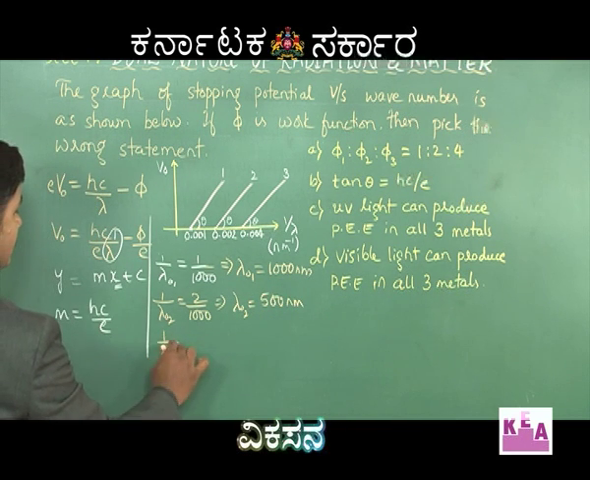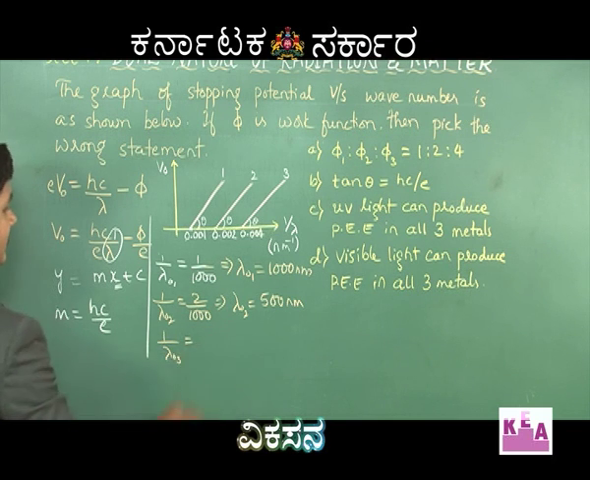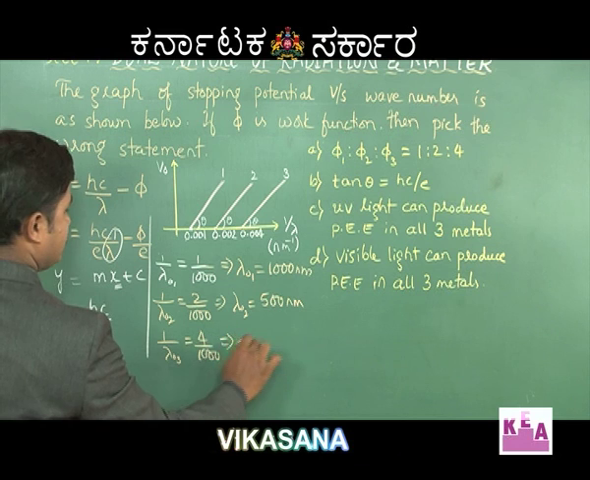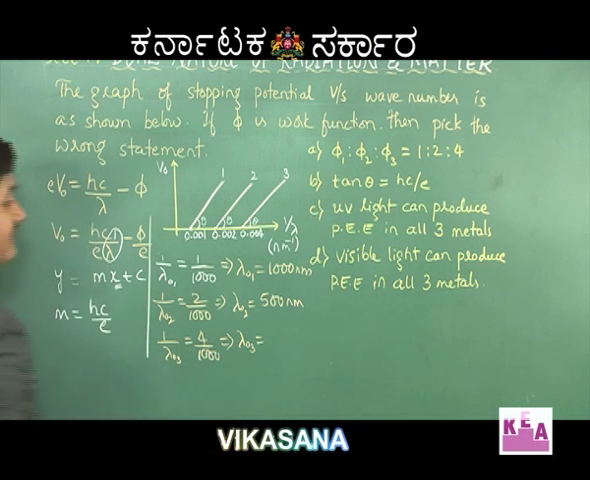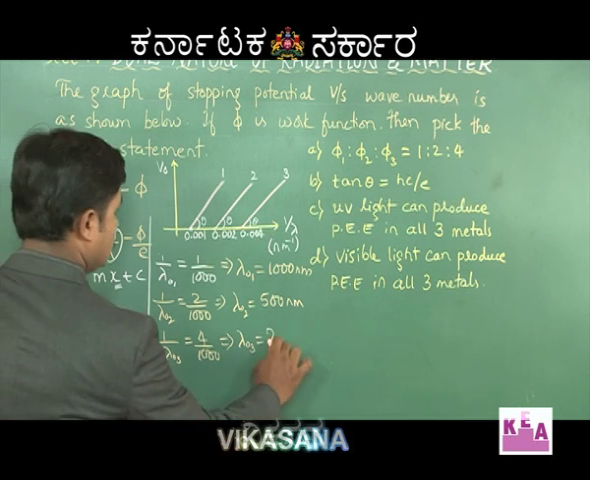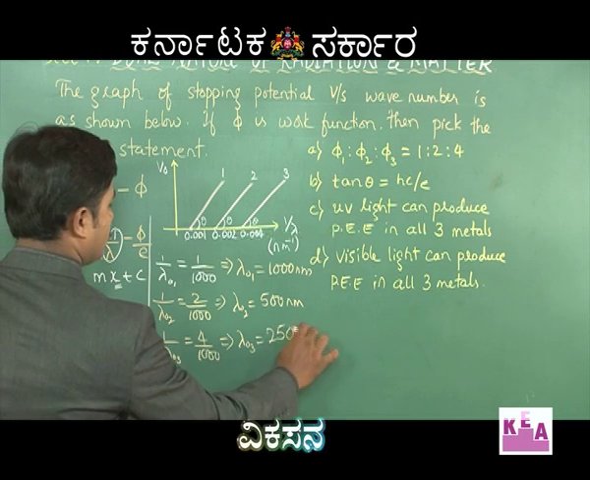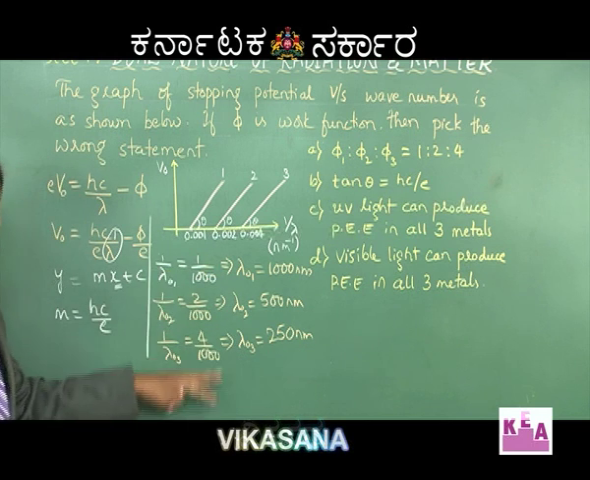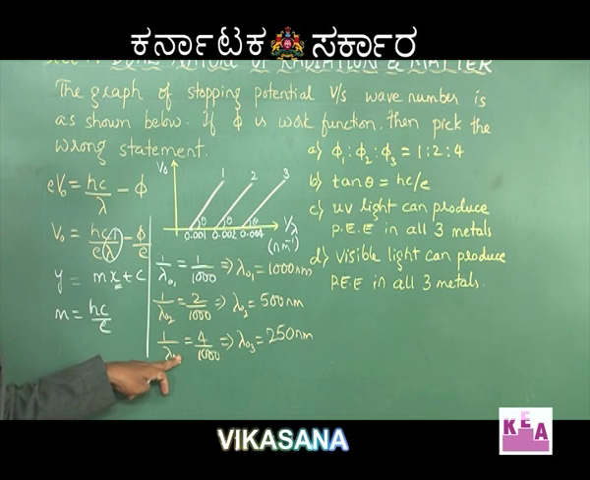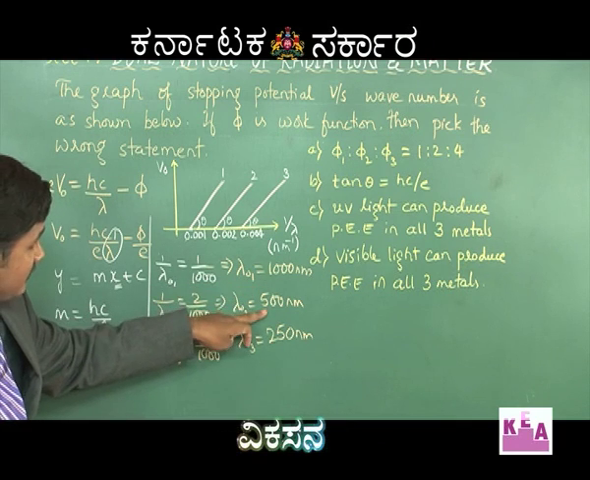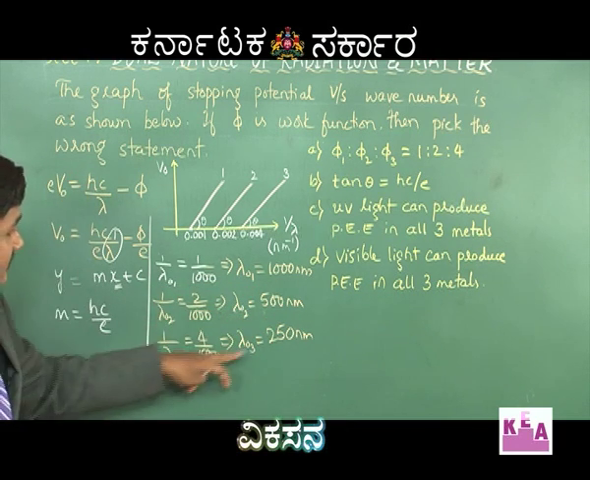Similarly for the third metal, 1 over lambda naught 3 is 4 by 1000. This corresponds to the threshold wavelength of the third metal being 250, because 1000 by 4 is 250 nanometers. So what did I get from these three pieces of information is that the threshold wavelength for the first plate is 1000 nanometer, for the second it is 500 nanometer, and the third one is 250 nanometer.